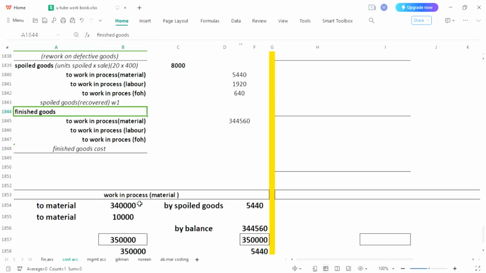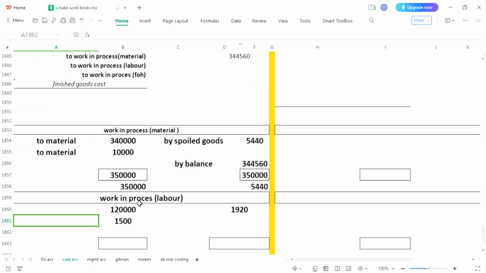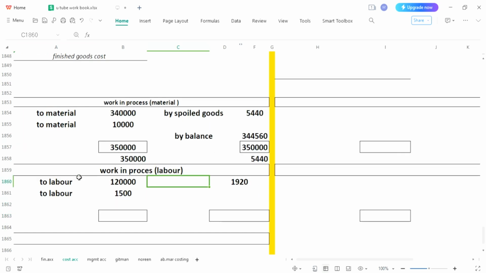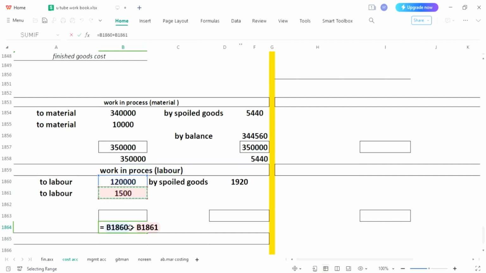So for reference, what you will do, you will use labor over here, again labor over here, and for 1920, what is written opposite side? Spoiled goods. As in previous ledger you have used the same thing. Okay, now it's time to calculate the balance, for which we will calculate sum of both sides. This is sum of debit side, and then you will calculate sum of credit side, which is 1920.